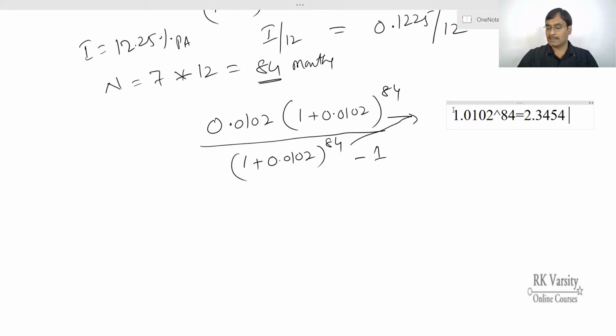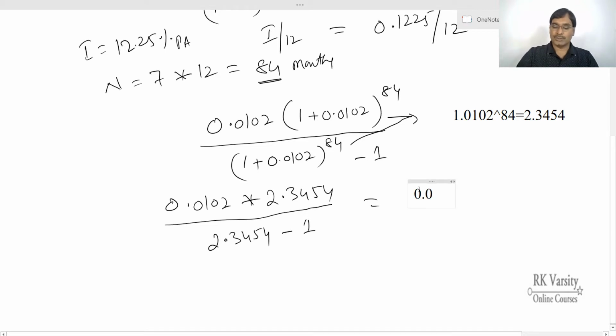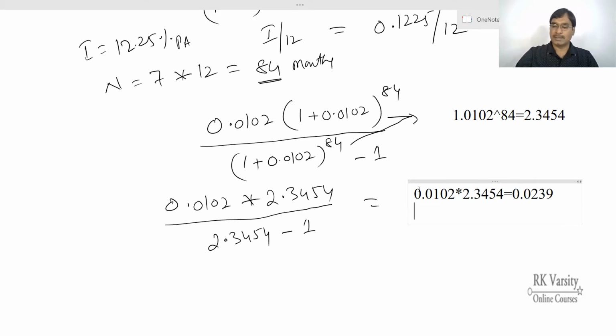So 2.3454, and then 0.0102 times 2.3454 upon 2.3454 minus 1. So this equals 0.0102 times 2.3454, and then 2.3454 minus 1, so 1.3454.